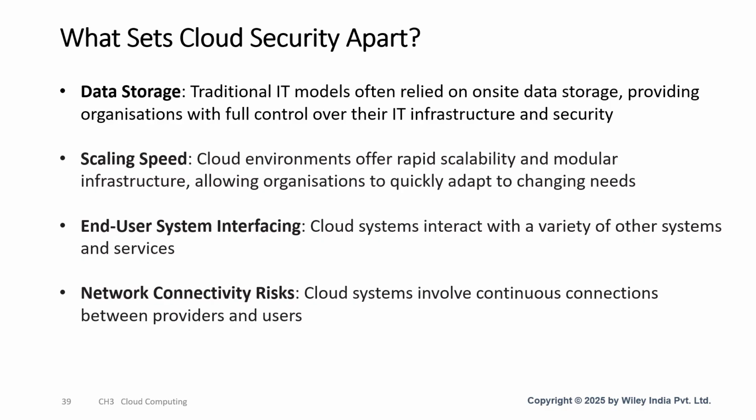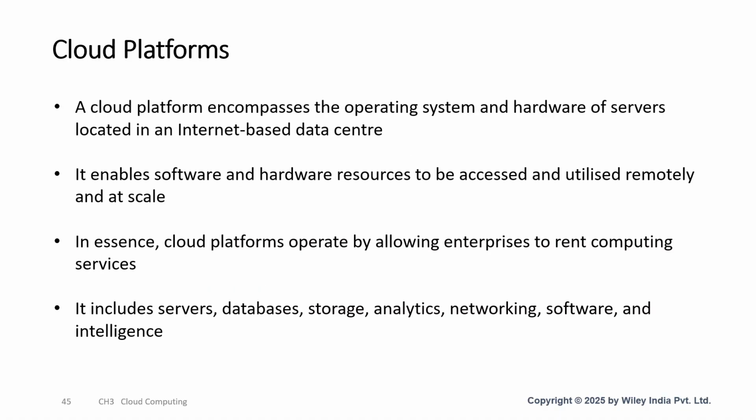Then cloud systems interact with a variety of other systems and services, and cloud systems involve continuous connection between providers and users. Therefore, there are network connectivity risks. Then there are different companies, as we said, that provide cloud services over the internet. Major ones of these are Microsoft, Google, and AWS. And through their platforms, they provide services for server, database, storage, analytics, networking, software, and intelligence.